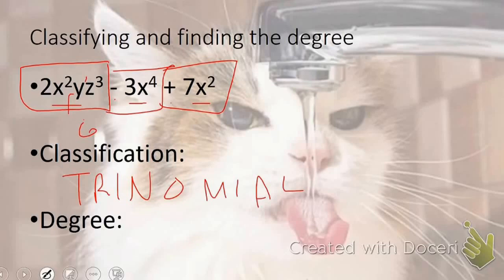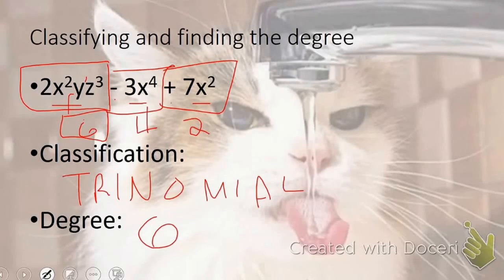Over here, only I have a variable 4, so the degree of that is 4, and the last one, the degree is 2. I know my handwriting doesn't look great. I'm writing on a screen, so give me a break. So finally, to find the degree of this whole polynomial, we take whichever one is the highest, and it looks to me like our highest is 6, so the degree of this trinomial is 6.